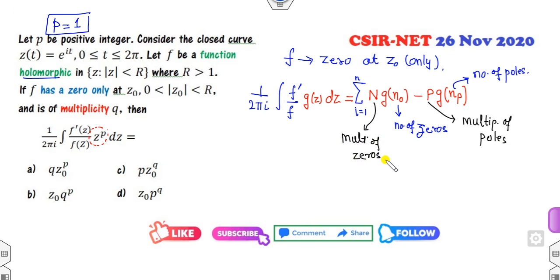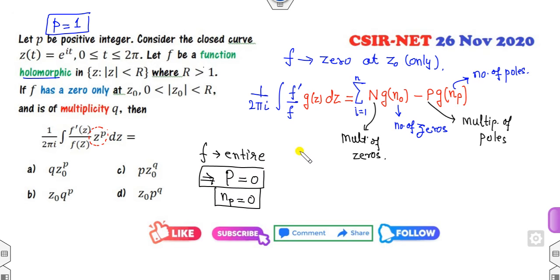Now look at that. What is given to you? F is an entire function. If f is an entire function, then what is the number of poles? Number of poles is 0. That means the multiplicity of the pole is also 0, and p is also 0. And what is the number of zeros? What is the multiplicity of the 0? It has only 0. So multiplicity is q, and n of 0 is 1. So this summation is only for the 1.